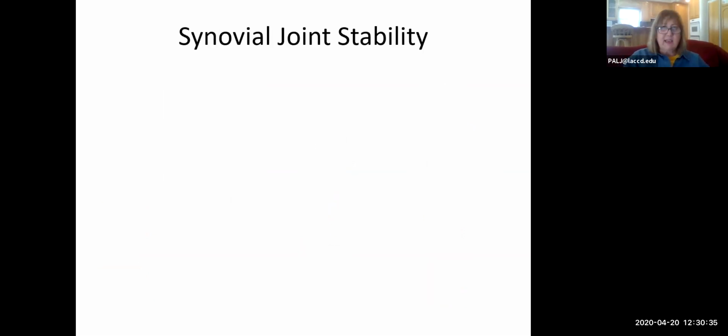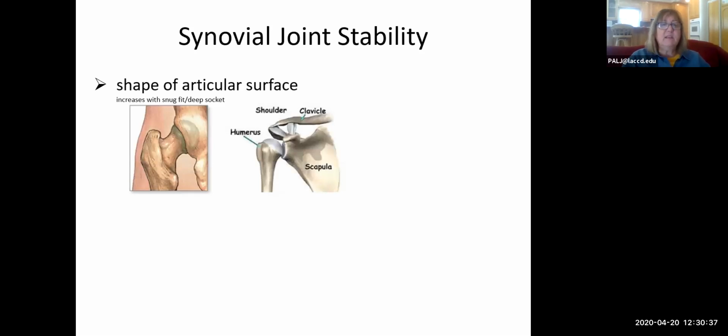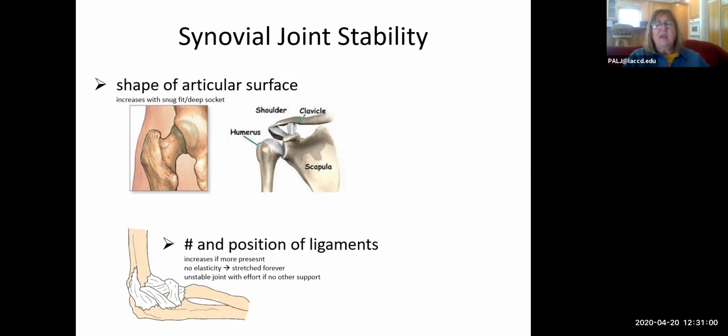So looking at synovial joints, the stability of a synovial joint depends on a couple of different characteristics. First, it has to do with the shape of the articular surface. If it is very shallow, it is much more likely to dislocate, whereas if it is a very deep socket and very snug, it would have more stability. The second thing has to do with the number and position of ligaments. The more reinforcing ligaments you have, the more stability you have.